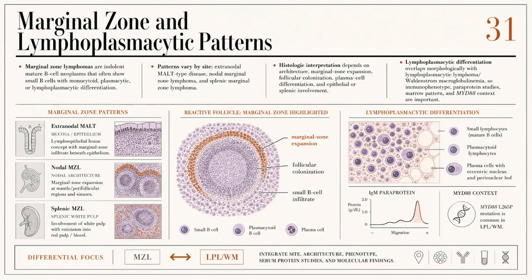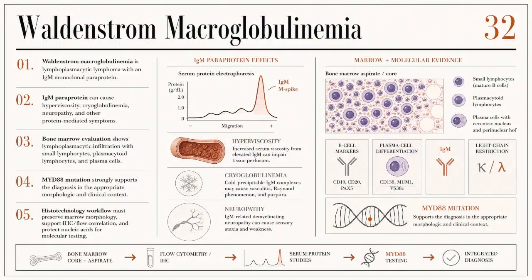By mastering these concepts, you will be better equipped to contribute to accurate lymphoma diagnosis and patient care. Our next discussion will delve deeper into Waldenstrom macroglobulinemia, exploring its pathological features and clinical implications, further illustrating the critical role of histotechnology in hematopathology. As we transition into the topic of Waldenstrom macroglobulinemia, it is important to appreciate how this entity exemplifies the critical role of histotechnology in the diagnosis and management of mature lymphoid neoplasms.